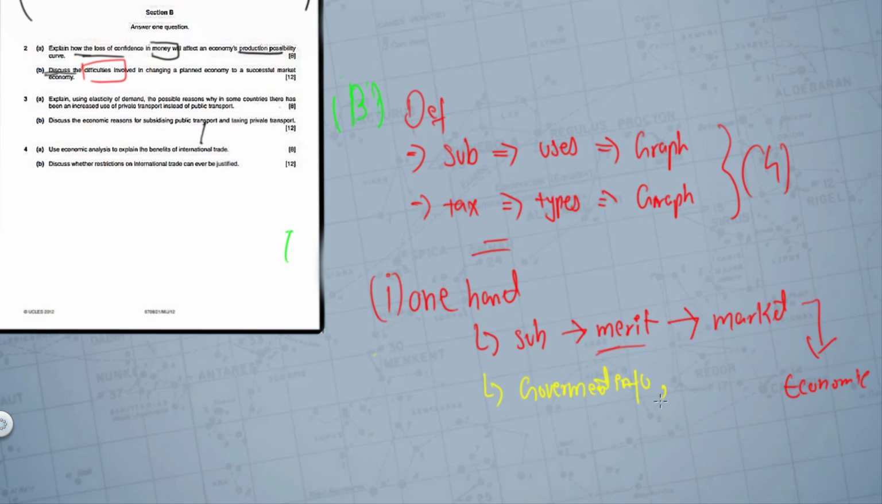Another point you can use for balancing it: instead of subsidies, maybe it's time to move on. For instance, maybe it's more efficient, maybe it's more effective to have private transportation instead of public transportation. So the government does not have to subsidize public transportation, it can subsidize private transportation. So again, balance your argument.